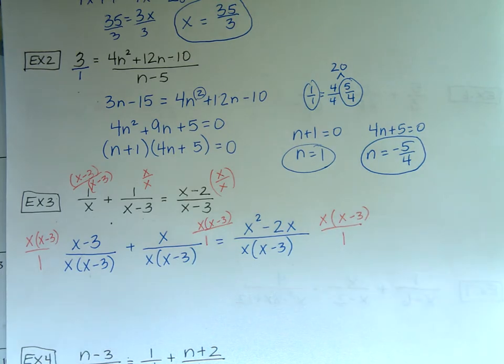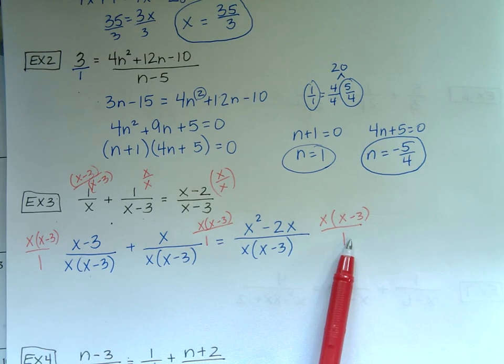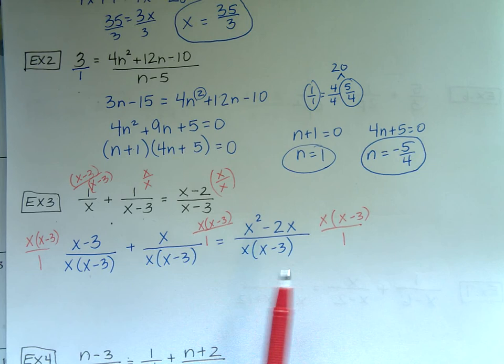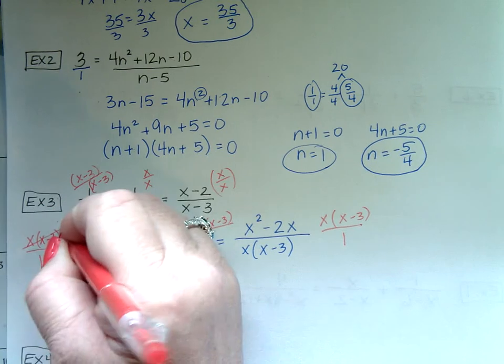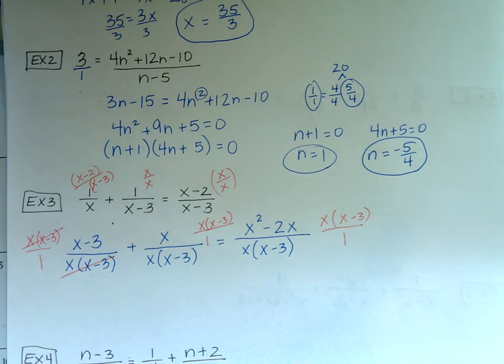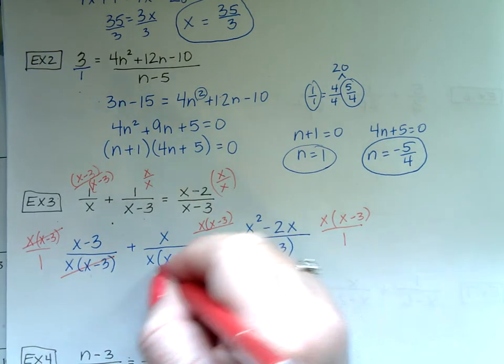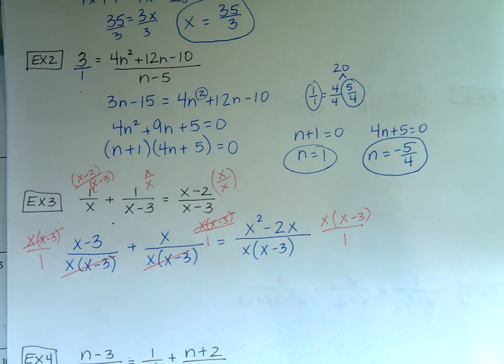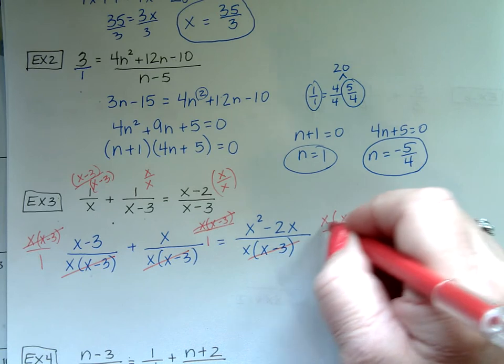And you say, well, why would you do that? And the answer is, it's a legal math move because I did the same operation to each piece. So remember, keep an algebra balance. Whatever you do to one thing, you got to do to everybody. Well, you just did it to everybody. And here's the reason why you do that: this x times x minus 3 cancels with that one, and this x times x minus 3 cancels with that one, and this x times x minus 3 cancels with that one.